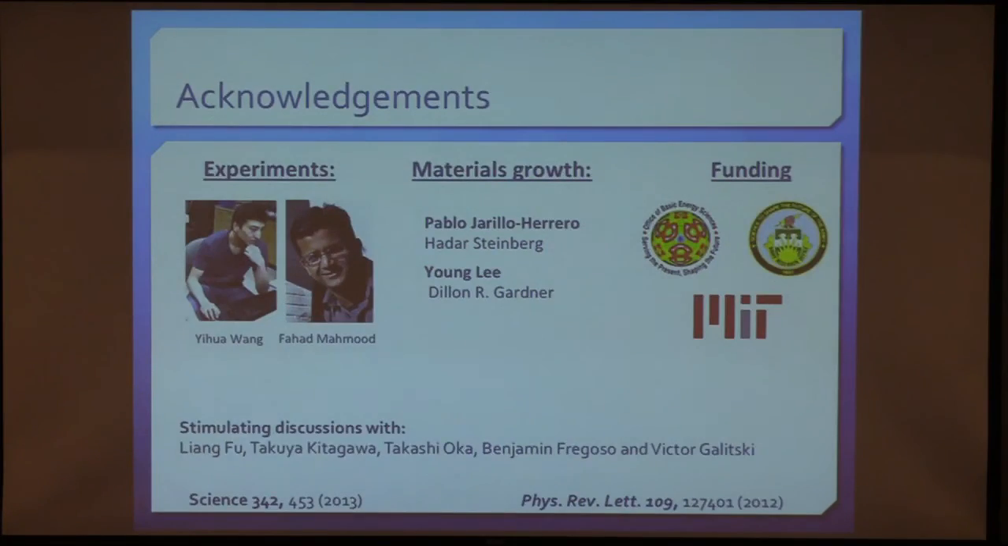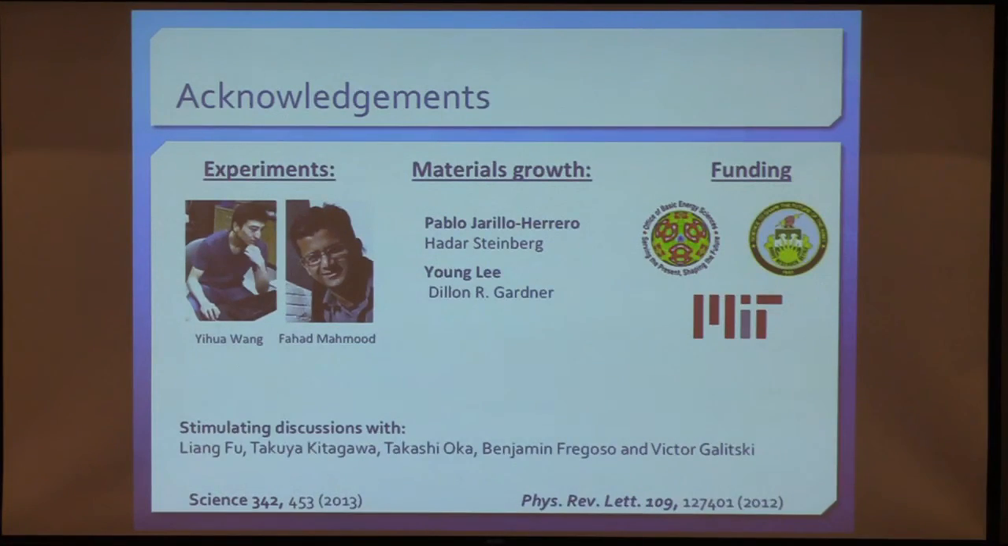Before that, here are the real people who did the work. My first graduate student, Yuha Wang, has now moved on. He's actually a professor at Fudan University now. My graduate student, Fahad Mahmood, is the person who took over from Yuha. My colleagues at MIT provided me the samples, and these are the agencies that gave us money to do this work, and we benefited greatly from discussions with our theory colleagues.